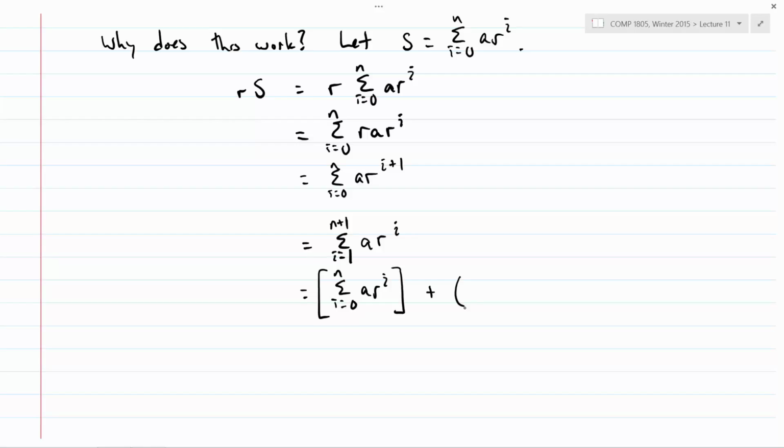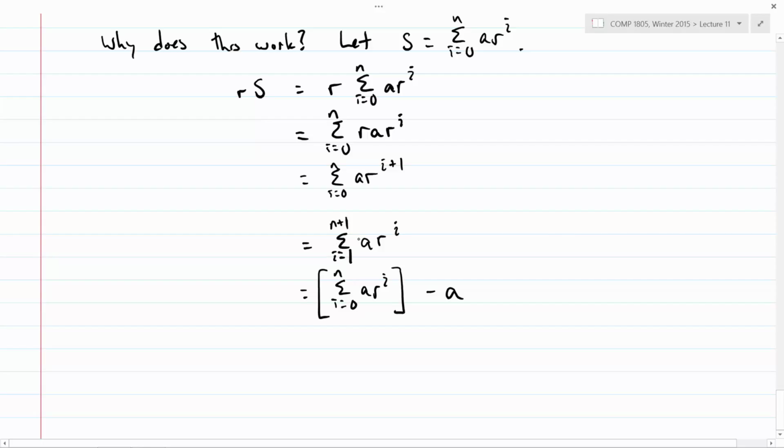Plus the last term minus the first term. Right? I'm taking this sum to go from 0 to n. Here, there was no 0th term. So when i equals 0, I get ar to the 0, which is what? a. So I didn't have this up here, but I do have it down here. So to make it equal, I have to subtract an a. Right? Because down here, I have this 0 term, but up here I didn't have this 0 term.